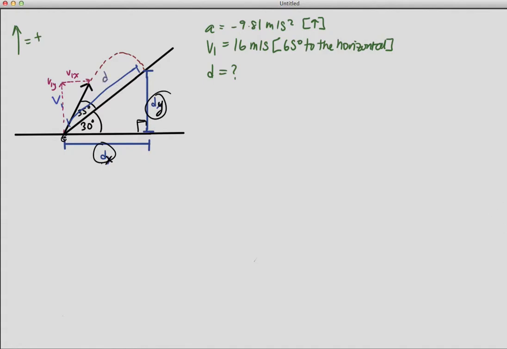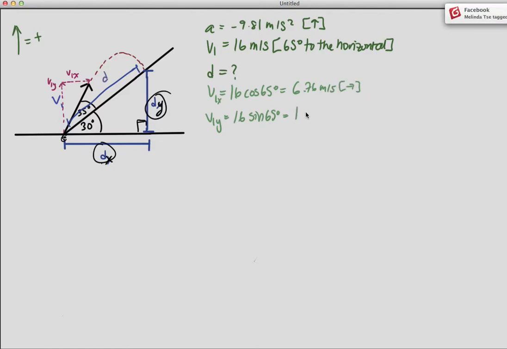So let's go ahead and solve for some other variables, which we can right now. We can do v1x and v1y. And v1x will be equal to 16 times the cosine of 65, and v1y will be equal to 16 times the sine of 65. And these values approximately equal 6.76 meters per second to the right here, and 14.5 meters per second here.